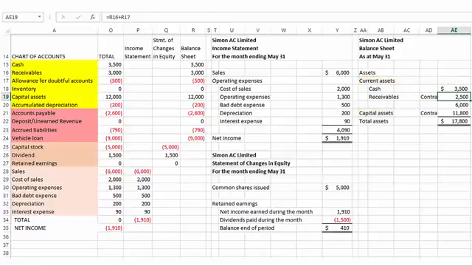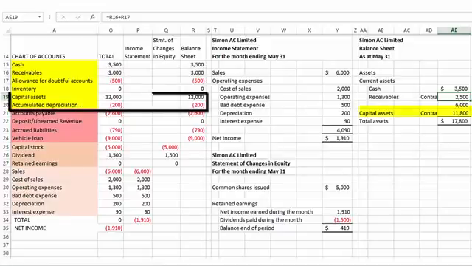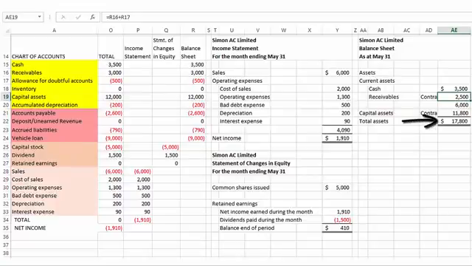Secondly, notice our contra accounts. For my receivables, I've netted the allowance for doubtful accounts against the receivables. I've done the same for capital assets and accumulated depreciation. So our total assets are $17,800 as at midnight of May 31st.